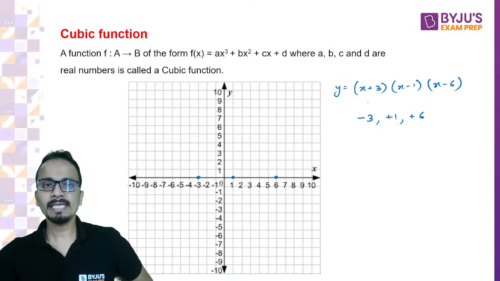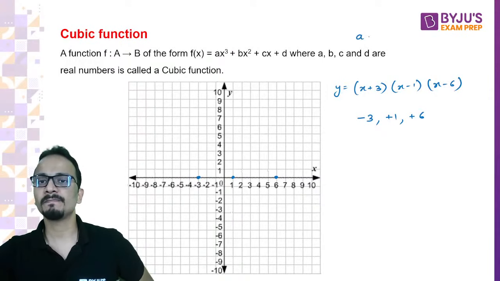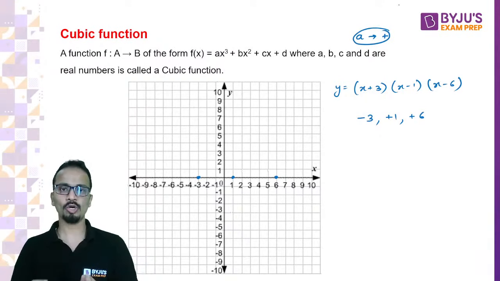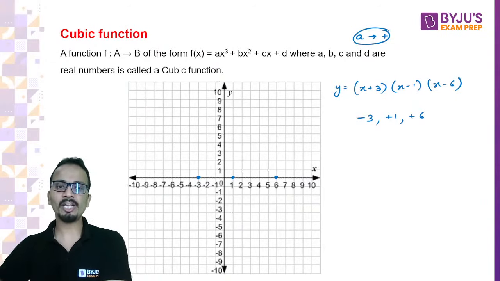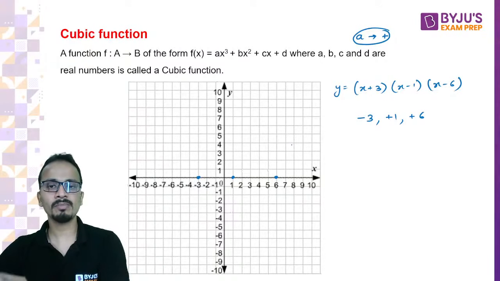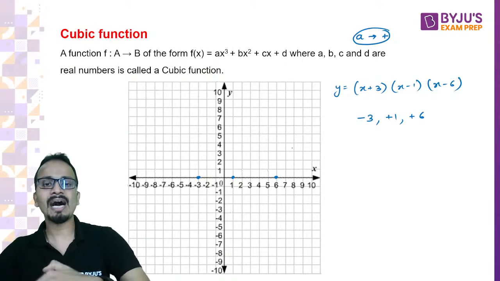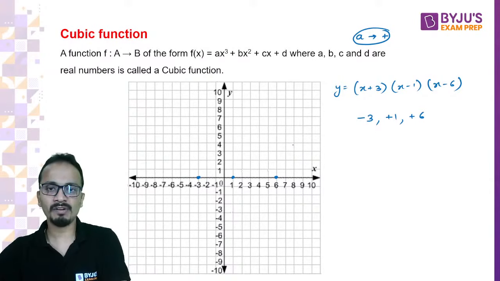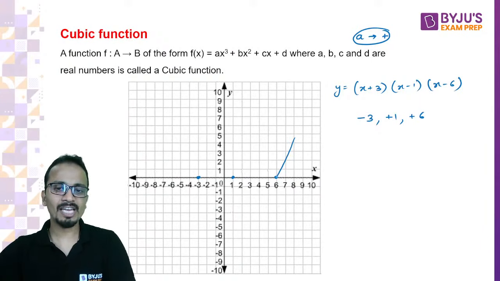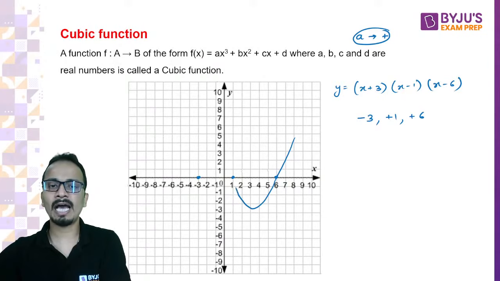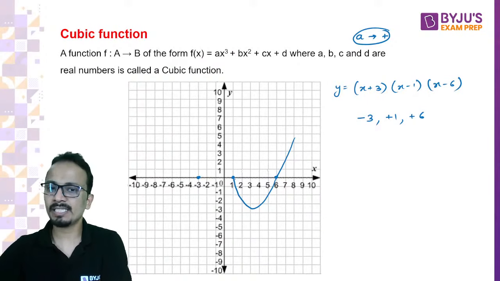In this case, the value of a is positive. So from the rightmost part, it will start from a point which is above the x-axis, like this. At x equal to 6, the value will become 0 and the graph will intersect the x-axis. It will go down, will come back again and intersect the x-axis at x equal to 1.